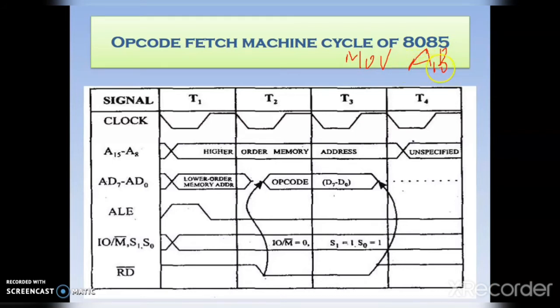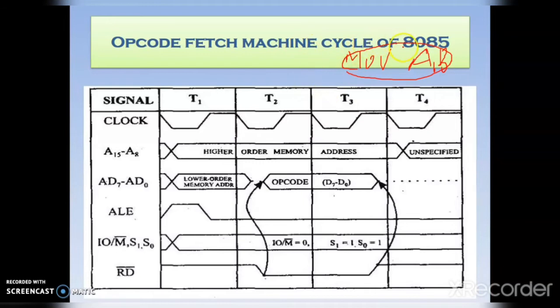A and B represent registers: A means the accumulator and B is one of the other registers. The size of these two registers is 8 bits. The function of this instruction is to transfer the data from the B register to the A register, that is, from source to destination. The B register is the source and the A register is the destination. How much time the microprocessor takes to complete this particular instruction is represented in the timing diagram, which is a graphical format.